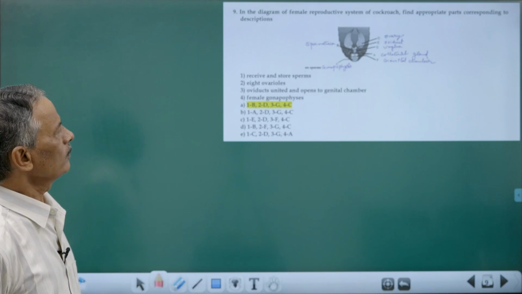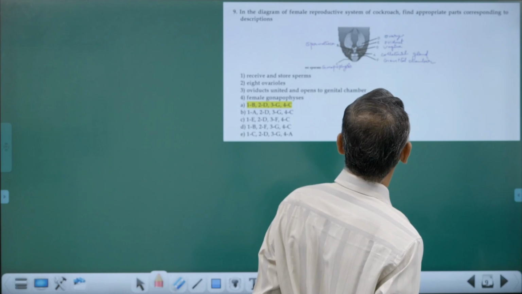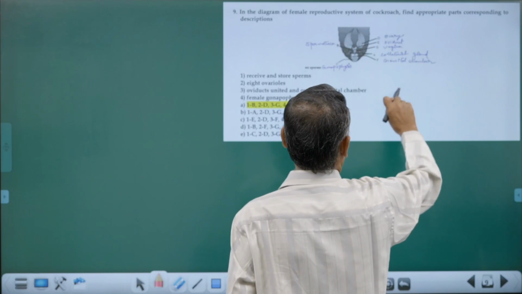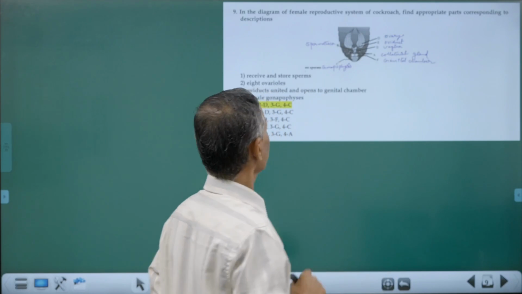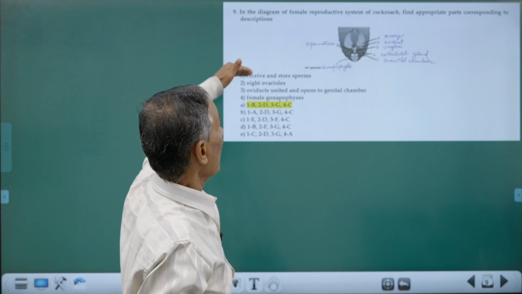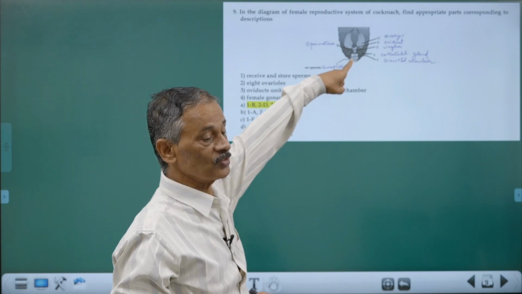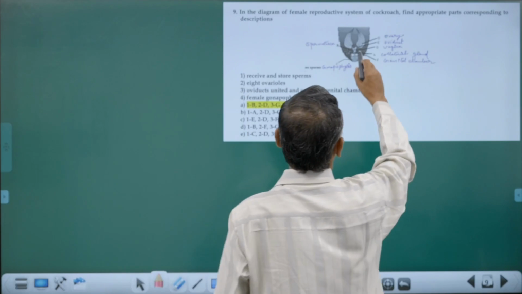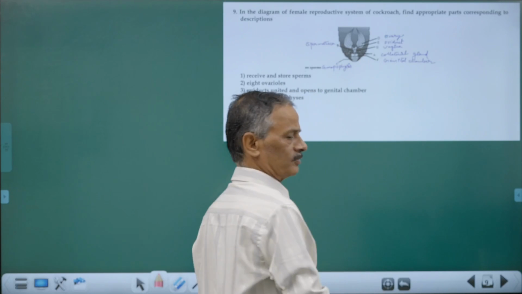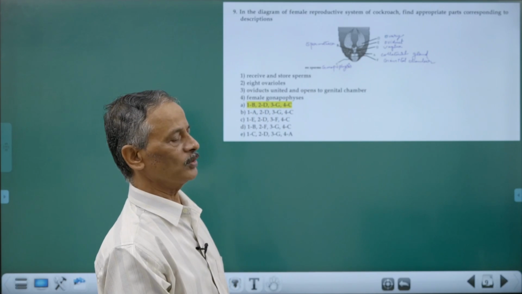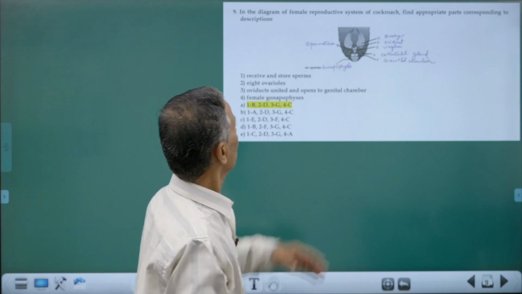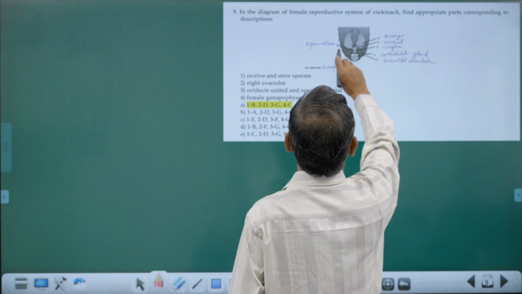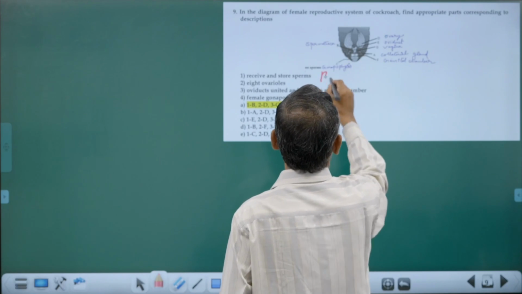Again a diagram question. There are parts labeled. Now go through the options. I have labeled what are all given. You can see it clearly. Which receives and stores sperm? This is the reproductive system of a female. And in female, the sperms are received and stored in the spermatheca. That is the function of spermatheca, that is lying on the 6th abdominal segment of a female. So, receives and stores, that will be the spermatheca. Spermatheca is marked here as B.